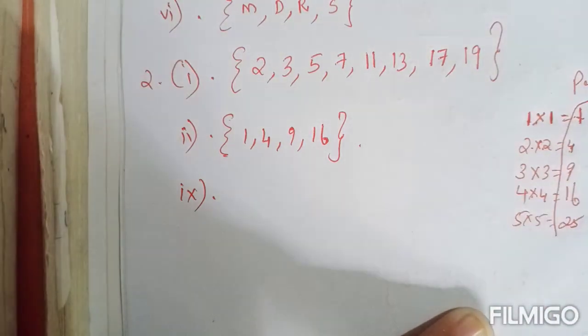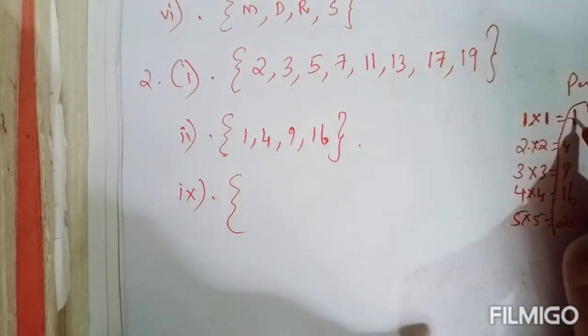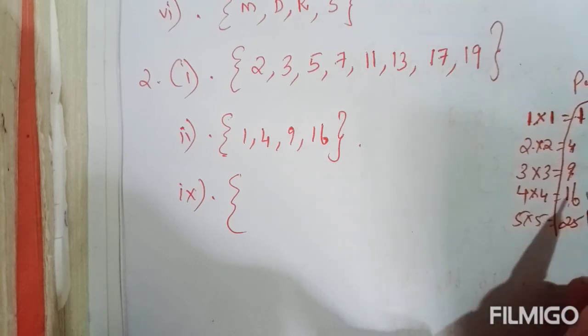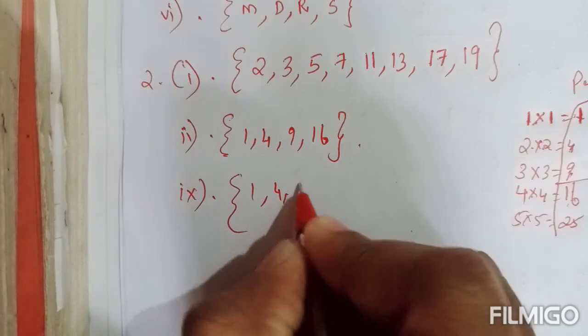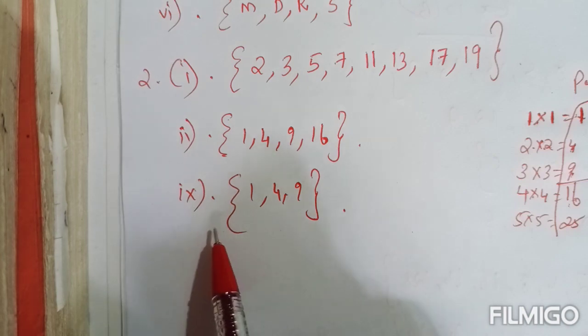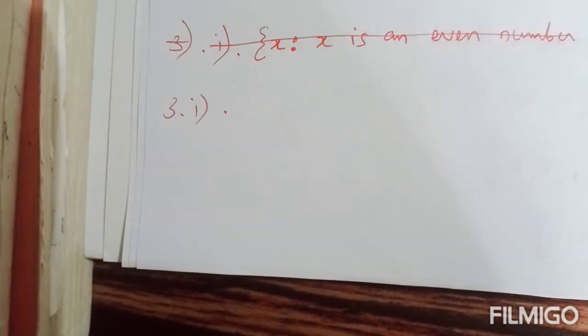We have to write single digit numbers that are perfect squares as well. So single digit numbers that are perfect squares we have to write in set. So we know that 1, this is single digit number, then 4, then 9. 16 onwards it is 2-digit number, so we can take up to 9 only. 1, 4, 9. Okay, so this is the set of single digit numbers that are perfect squares as well. Remaining problems of question number 2 you can do as homework.